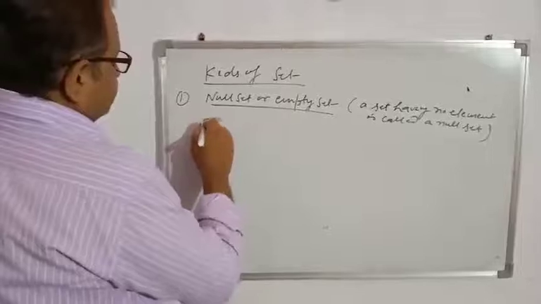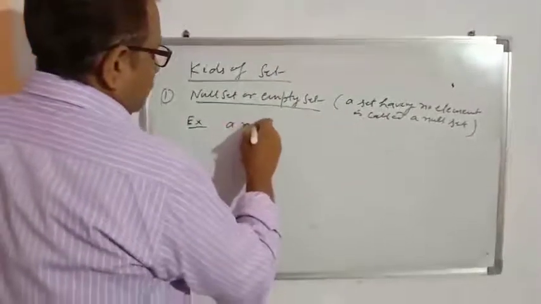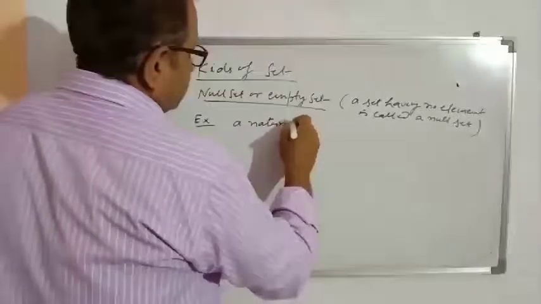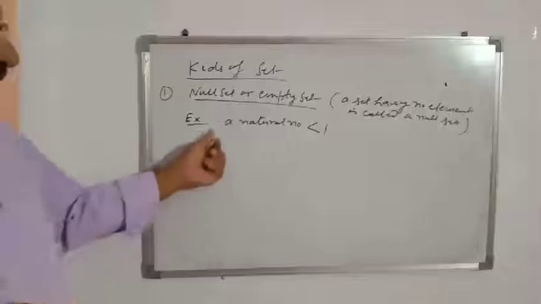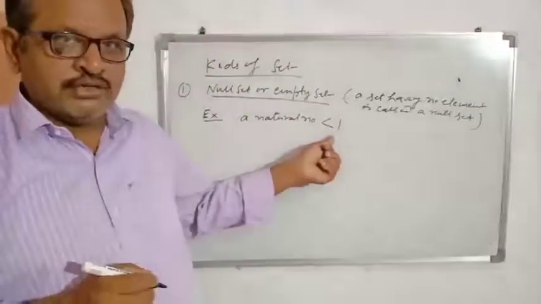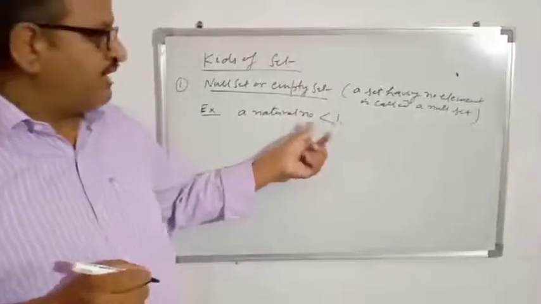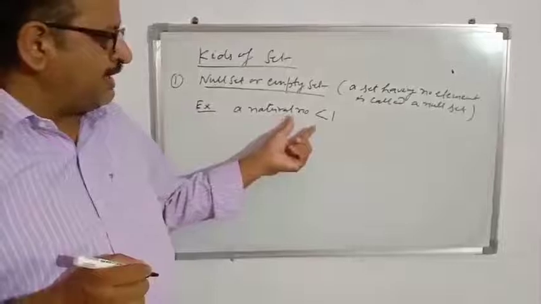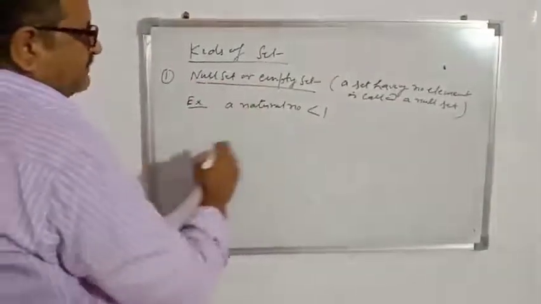See example. A natural number less than 1. We know that natural number starts from 1. We cannot write any natural number which is less than 1. So we can't write any element in this set. So this is null set.